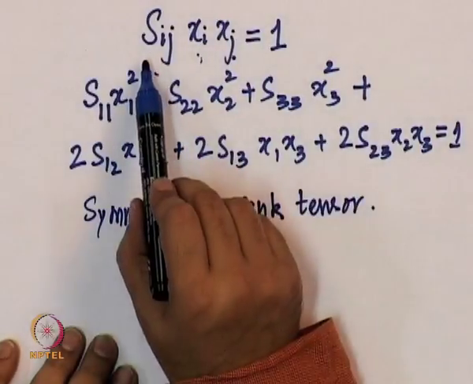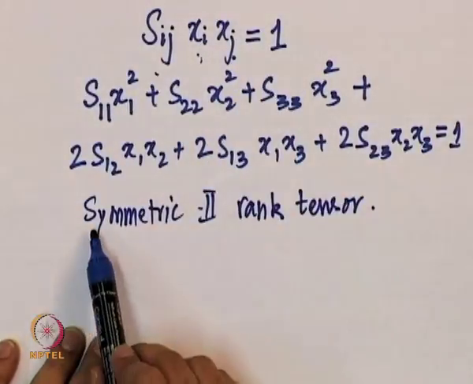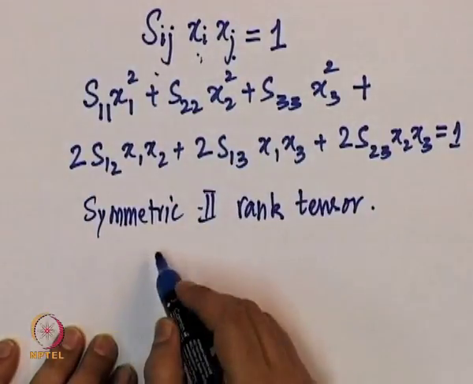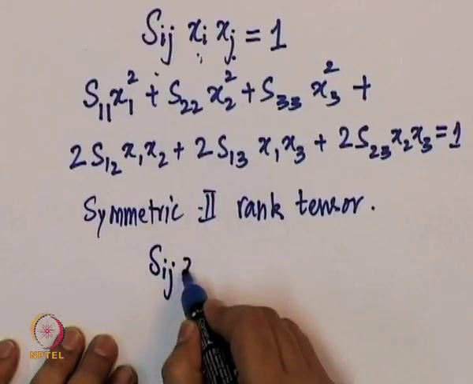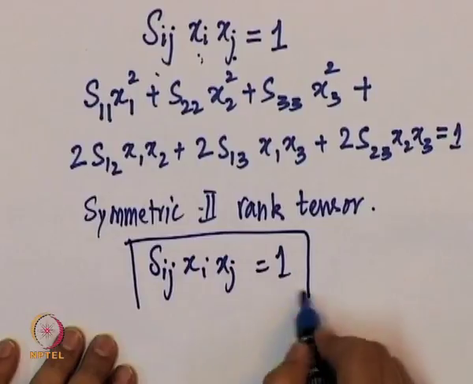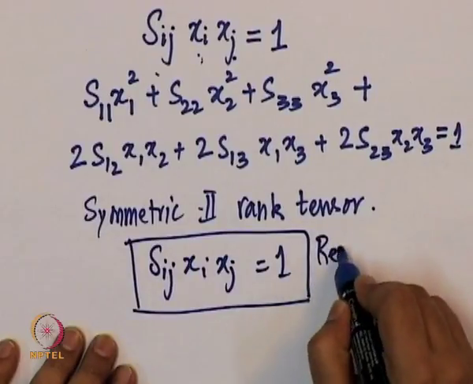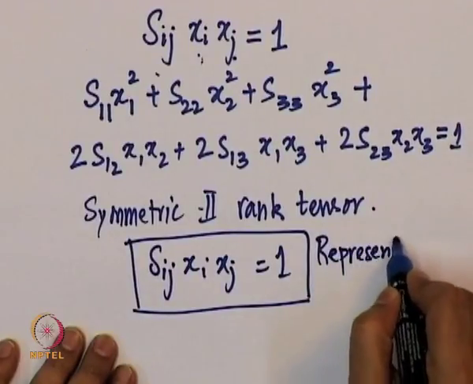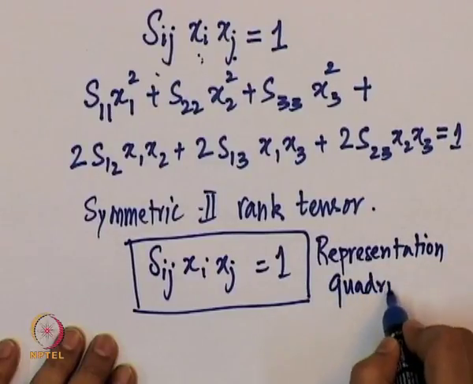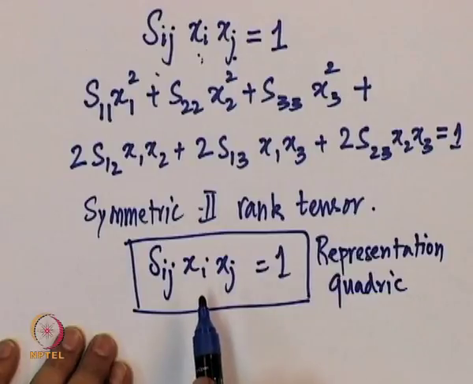Because this quadric transforms like a symmetric second rank tensor, this is known as the representation quadric for a symmetric second rank tensor.